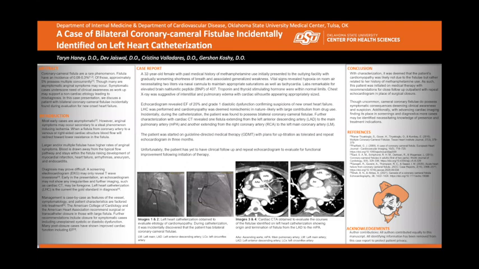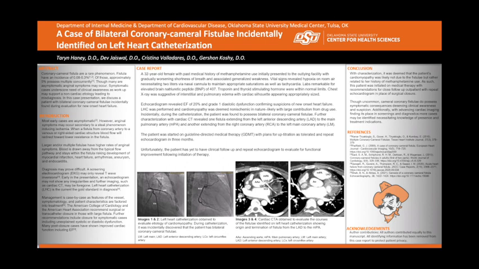Today, I will be presenting on a case of bilateral coronary-cameral fistulae. Patient information has been removed to protect the patient's privacy, and all identifiers have also been removed. Coronary fistulae are a rare phenomenon having less than 1% incidence. Even rarer are those cases possessing multiple fistulae concomitantly.